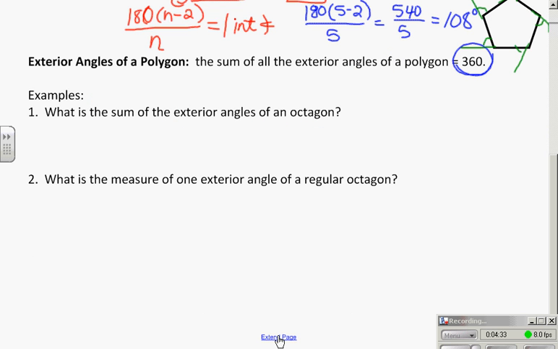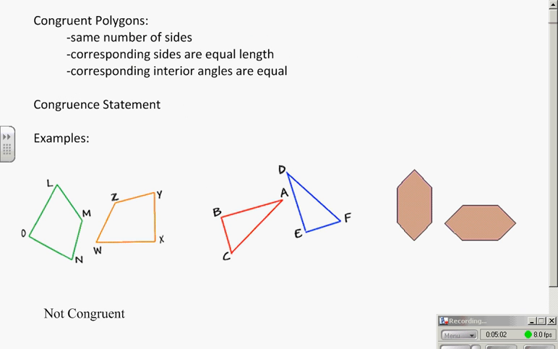So if I look at the sum of the exterior angles of an octagon, doesn't matter how many sides, all of them are always going to add up to 360 degrees. If my octagon is regular, that means they are all the same, and so I take 360 and I divide it by 8 to find out that they equal 45 degrees, each of them.